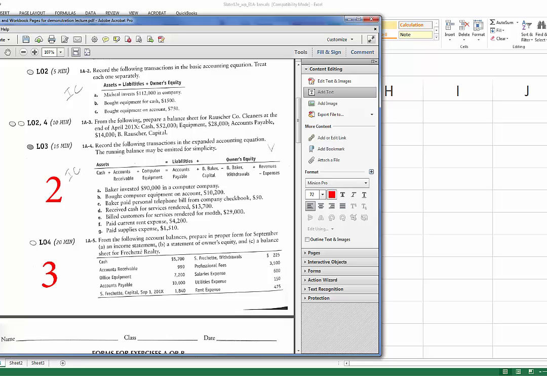Revenue and expenses is part of owner's equity. Revenue, how much money came in. Expenses, how much money went out. So although now we have several different accounts listed out here, it still goes back to this same equation of assets equals liabilities plus owner's equity. Now let's look at the problem and see what that means.